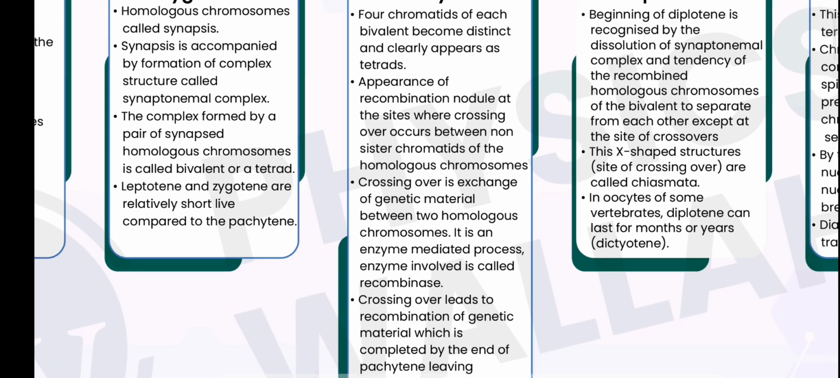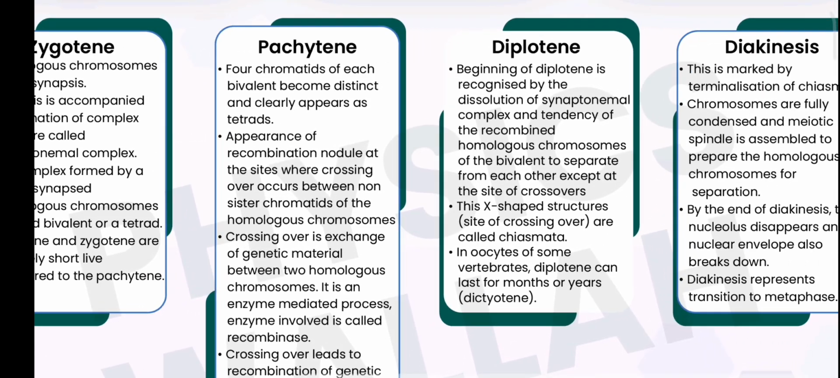Then diplotene. The beginning of diplotene is recognized by dissolution of the synaptonemal complex and the tendency of the recombined homologous chromosomes of the bivalent to separate from each other except at the sites of crossover. The X-shaped structures, the sites of crossing over, are called chiasmata. In oocytes of some vertebrates, diplotene can last for months or years.